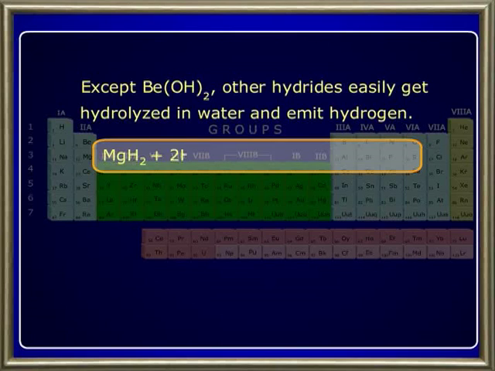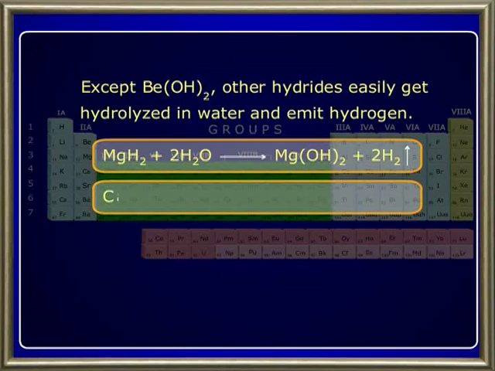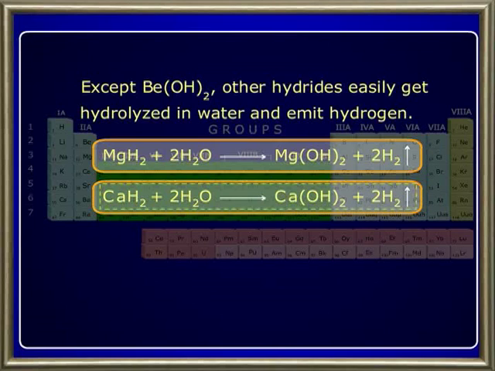Magnesium hydride reacts with 2 molecules of water to give magnesium hydroxide and hydrogen. The chemical equation is MgH2 plus 2H2O gives Mg(OH)2 plus 2H2. Calcium hydride reacts with 2 molecules of water to give calcium hydroxide and 2 molecules of hydrogen. CaH2 plus 2H2O gives Ca(OH)2 plus 2H2.